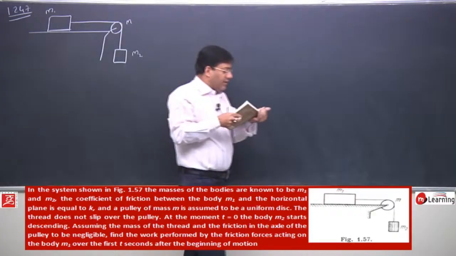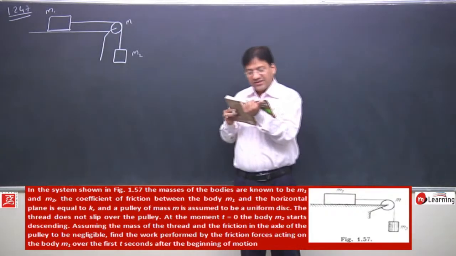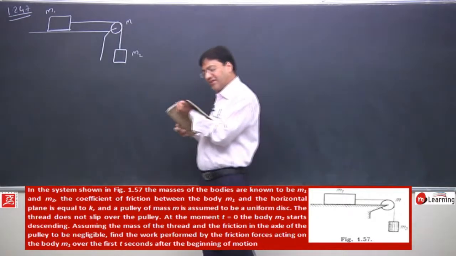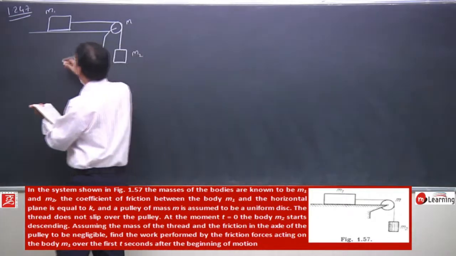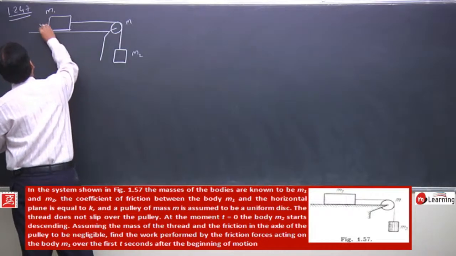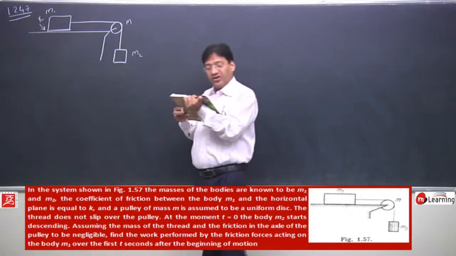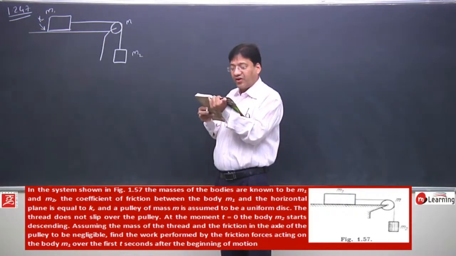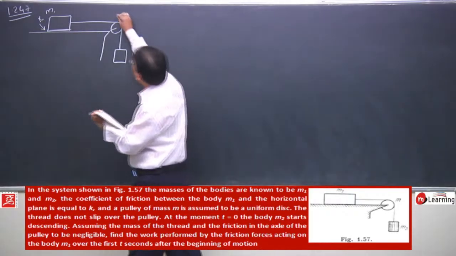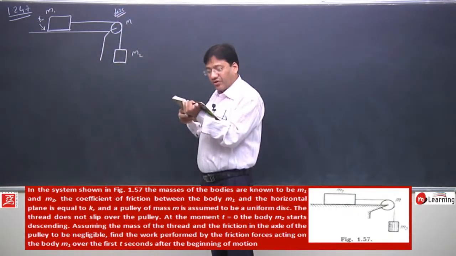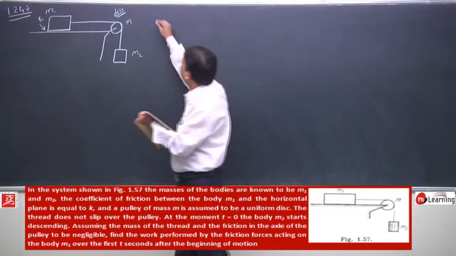Now, in the system shown in this figure, the masses of the bodies are known to be m1 and m2. The coefficient of friction between the body and m1 is equal to k. The pulley of mass m is assumed to be a uniform disk. There is a disk. The thread does not slip over the pulley, no slipping.